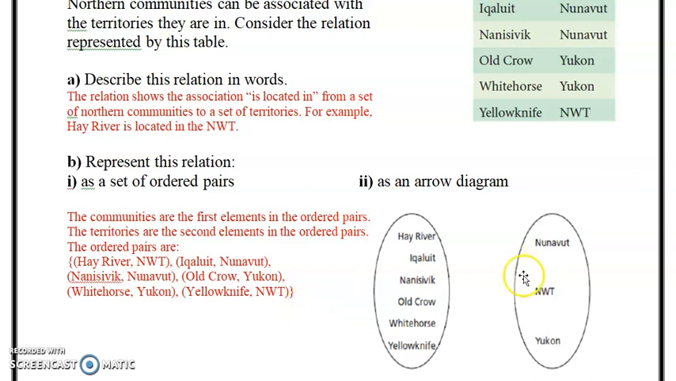For an arrow diagram, we can do the same thing. Now remember, since there are only three territories and we have six communities, there are going to be arrows going from one or more communities to the same territory. And it looks like there's going to be two going to each. So we'll do that next, drawing arrows from each. All we do is simply draw an arrow going from Hay River to Northwest Territories. We'll do the same thing again.